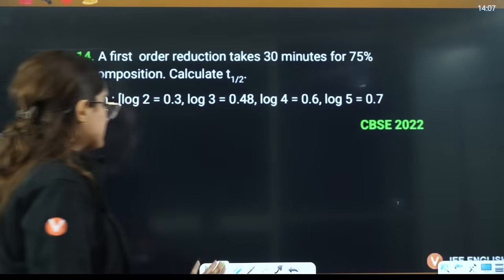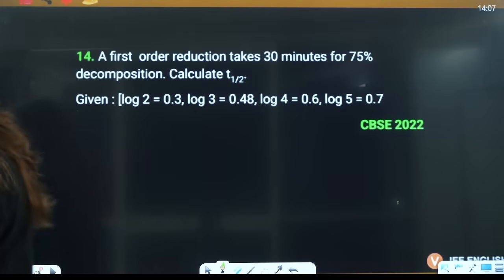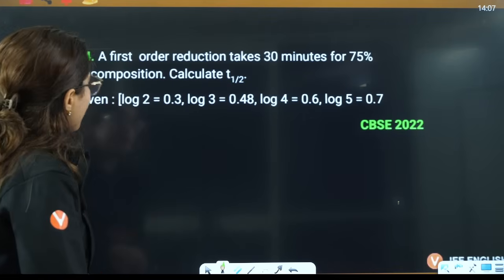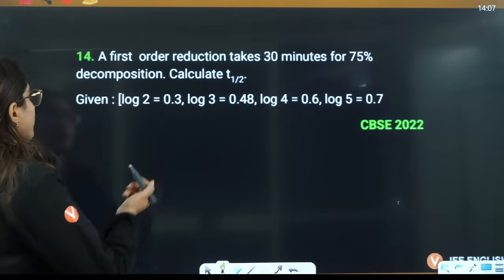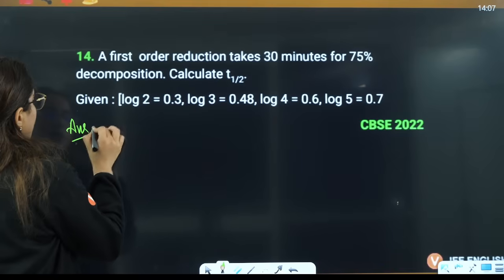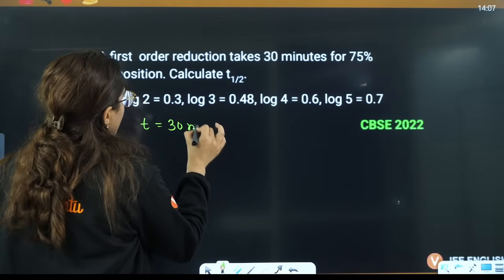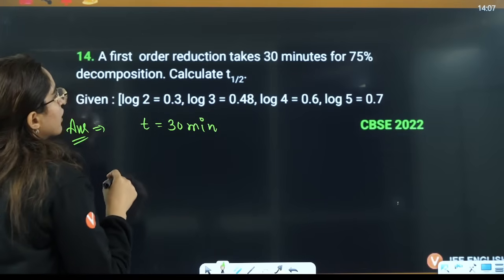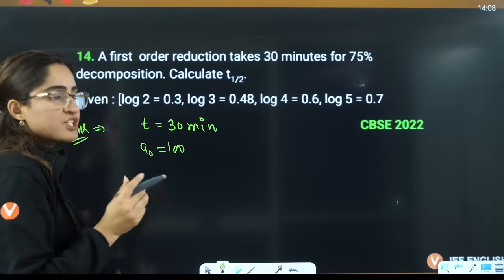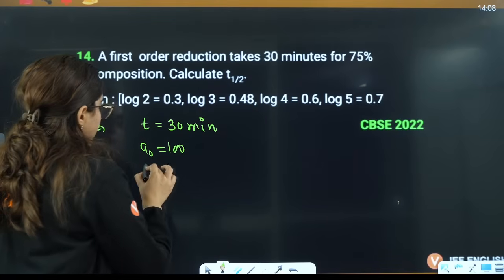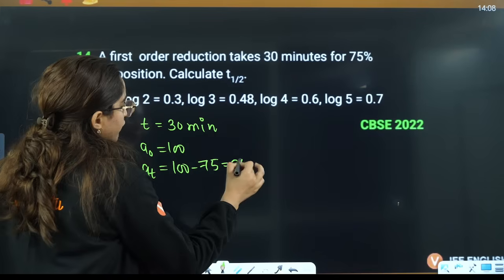Next question, guys. 2022 question, right? Let's see that. Here it is. The first order reaction takes 30 minutes for 75% decomposition. Okay, let's write the answer. For 75% decomposition, whenever it is in percentage, take the initial amount as 100. If 75% is decomposed, you will be left with only 25.